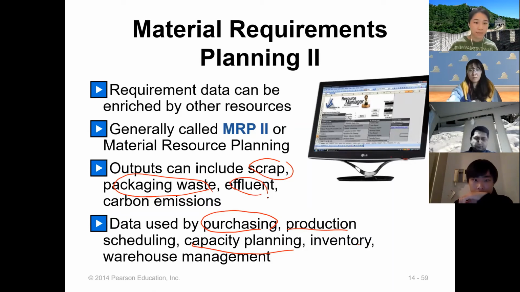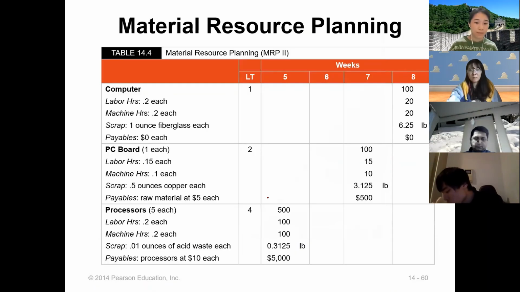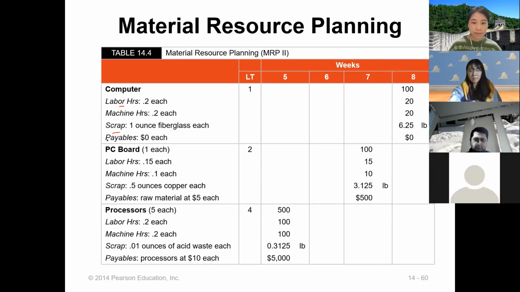So the requirements data, there's more data basically. There's more information in the MRP tool. For example, you can include the labor hours, the machine hours, the scrap, the payables, and it goes into the finance as well. That means you can actually connect to the accounting system, payment system. So MRP2 is much more complicated and bigger, from not only the master product schedule and the planning, but more than that.